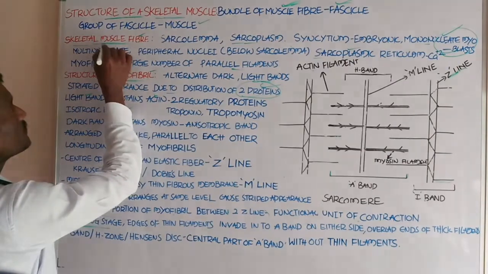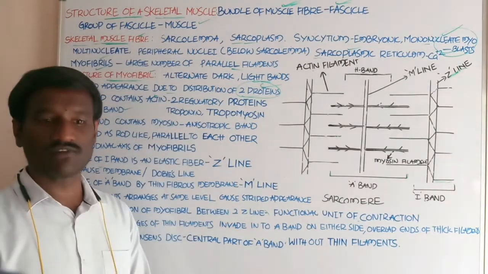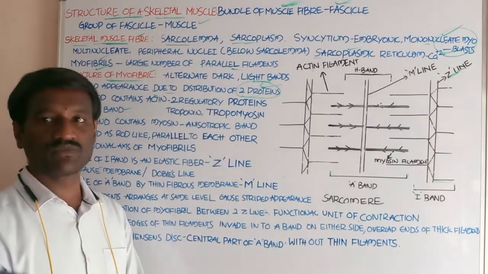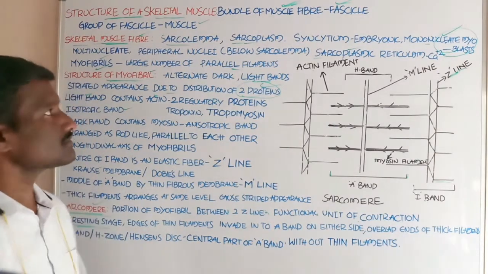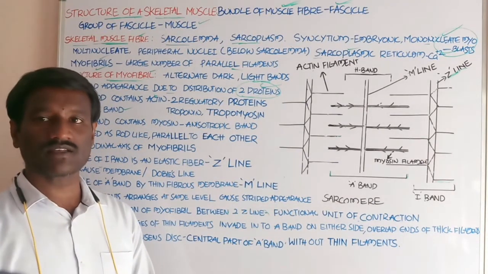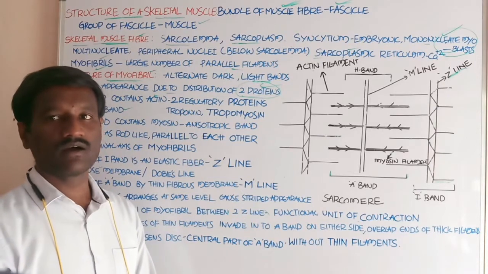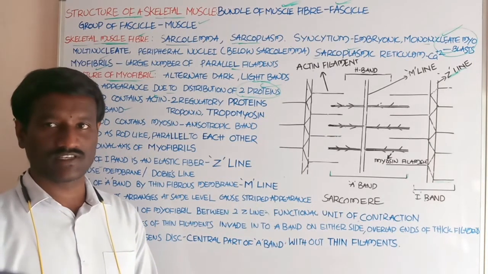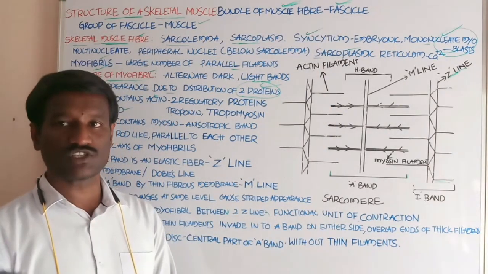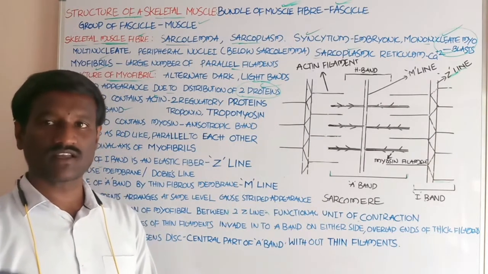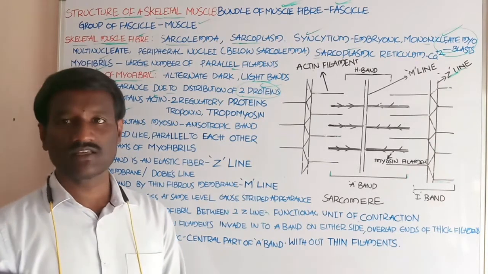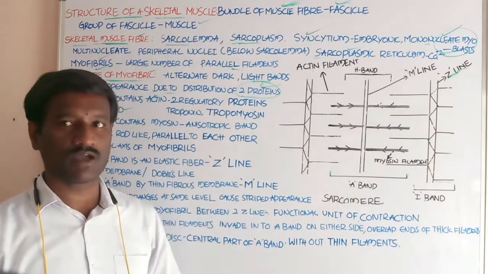Now the structure of the skeletal muscle fiber. The skeletal muscle fiber is covered with the plasma membrane, which is called sarcolemma, and the cytoplasm present in the muscle fiber is called sarcoplasm. The muscle fiber shows a syncytium. Syncytium means multinucleate, with many nuclei present in the cytoplasm of the muscle fiber.